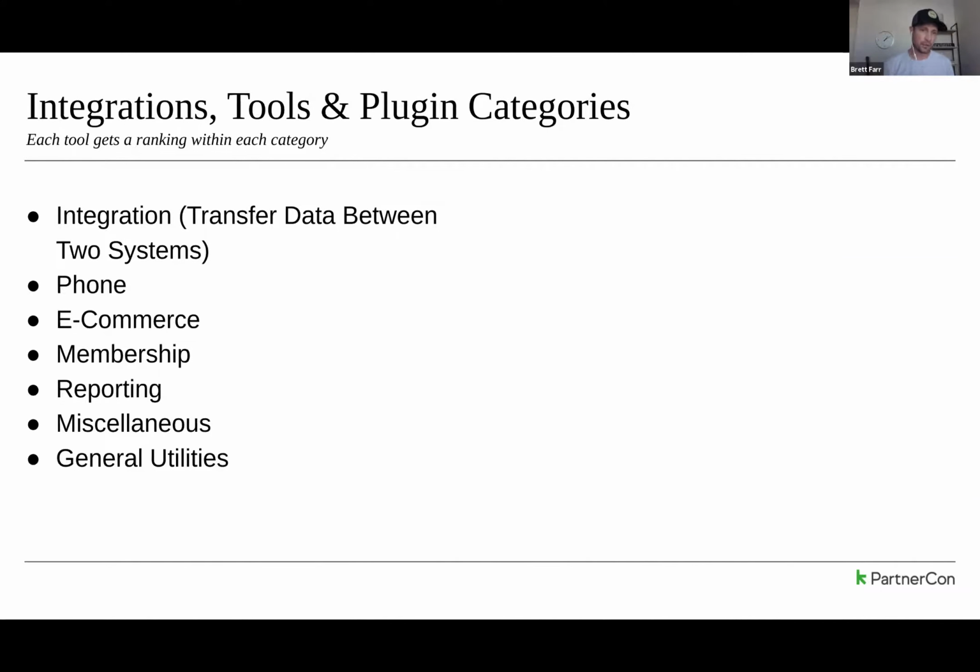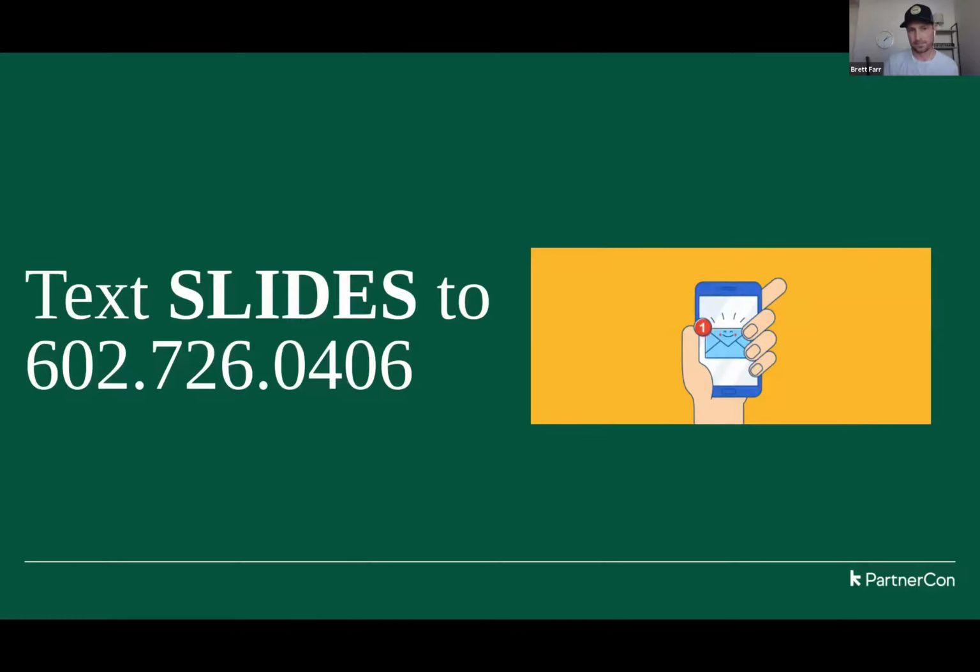So the first one is integration, and basically what that means is transferring data between two systems. The next one is phone, meaning how do your sales reps call or text people. The next one is e-commerce. Pretty self-explanatory. How do we get orders or money into Infusionsoft? Membership, that's like membership platforms, like how do you create a quiz system or learning system. Reporting. Miscellaneous, that's the category I just didn't know. There's just so many good plugins, but I didn't know really where to put them. And then general utilities, which is just hyper-focused Infusionsoft or Keap plugins.